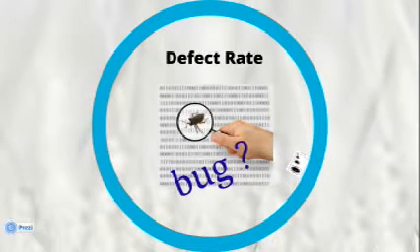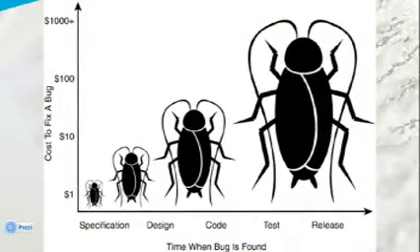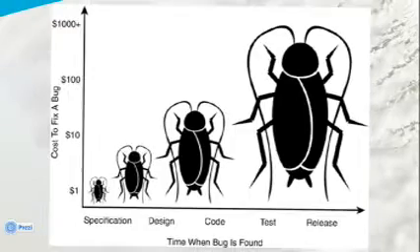Defect rate. Defect rate is known as the number of bugs or faults caught in a system. A single defect may result in a wide range of system failures. As shown in the graph here, the cost to fix a defect increases with the lifetime of the software development process. So if the defect rate is high, software quality is low.